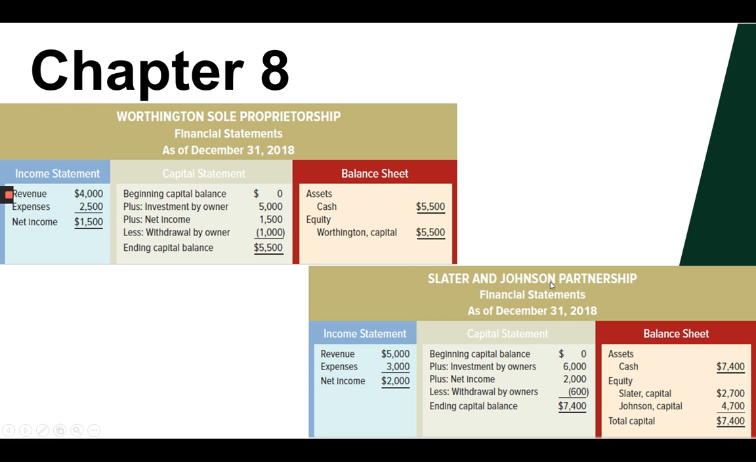Now here we have our Slater and Johnson partnership. So we have a capital account for Slater and a capital account for Johnson. What have they contributed? What have they taken out? What's been their share of income or losses? So that's kind of the dynamic behind, again, moving from sole proprietorships up to partnerships. And then we'd see common stock and retained earnings in our corporations.